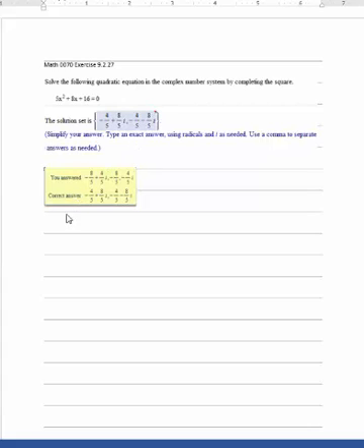Let's take a look at this problem. We're trying to solve 5x squared plus 8x plus 16 equals 0.